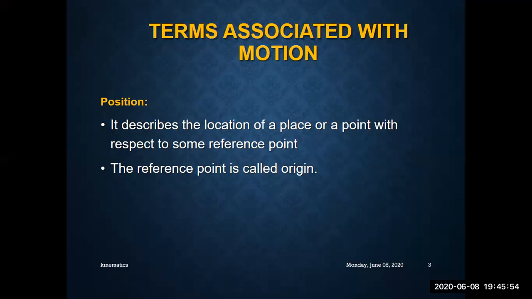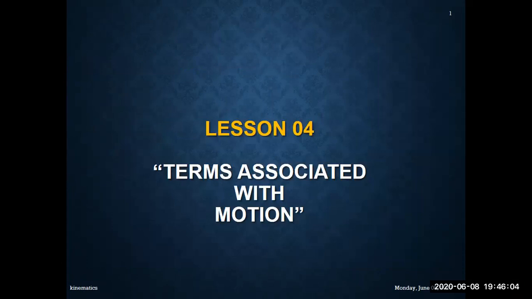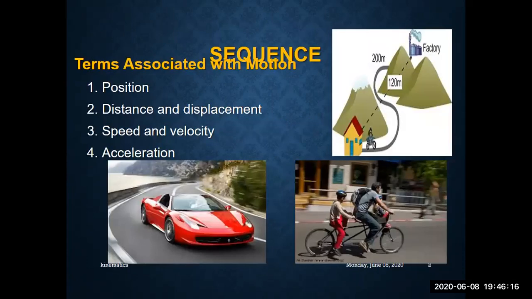Now in this class, we are going to discuss terms associated with motion. This will be our fourth lesson for this chapter. So what are the terms which are associated with motion? Number one, position. Number two, distance and displacement. Number three, speed and velocity. Number four, acceleration. These are the basic foundations to understand so many physical quantities.